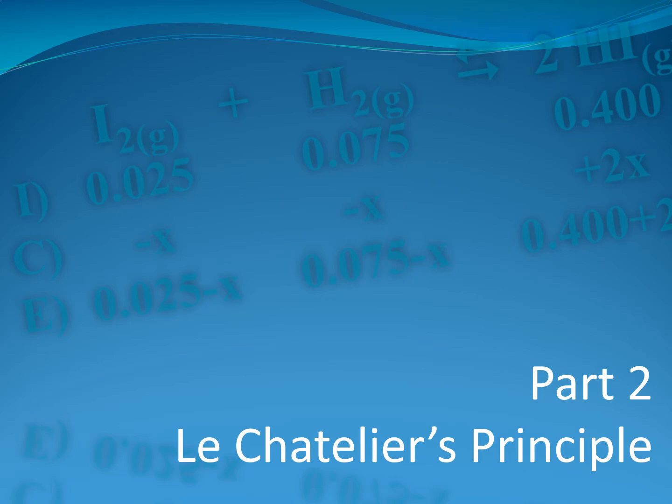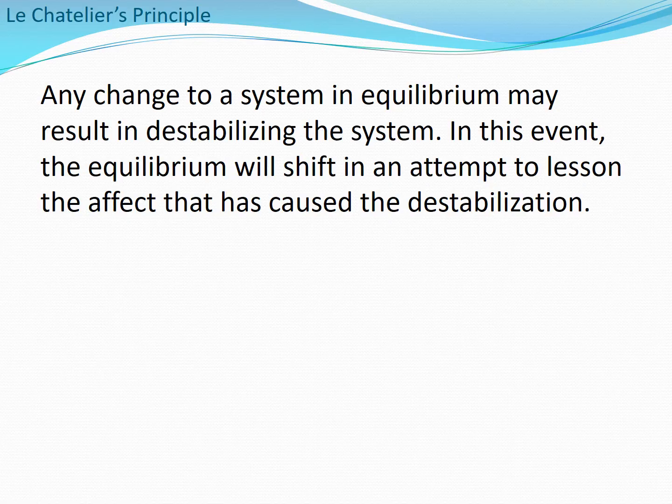Part 2, Le Chatelier's Principle. Any change to a system in equilibrium may result in destabilizing the system. In this event, the equilibrium will shift in an attempt to lessen the effect that has caused the destabilization.